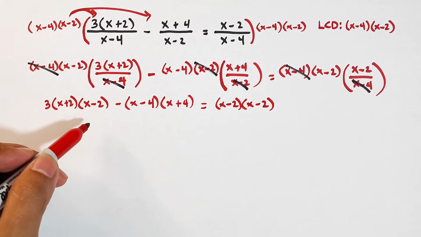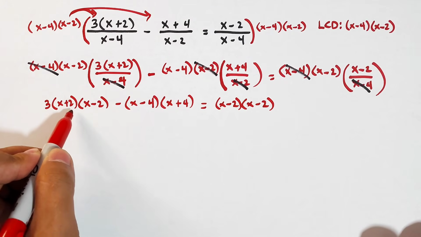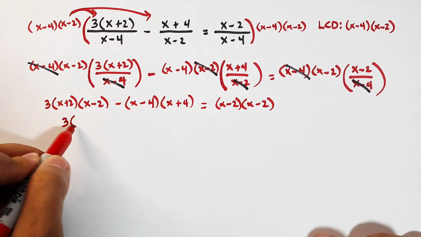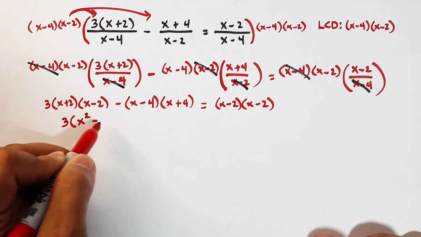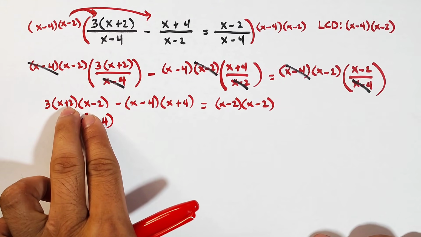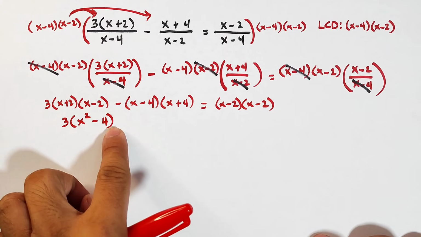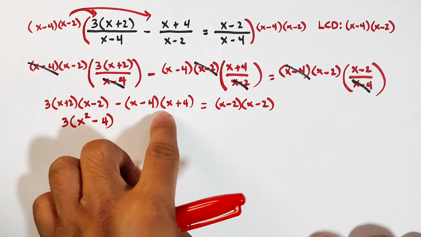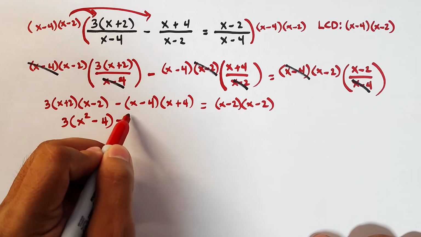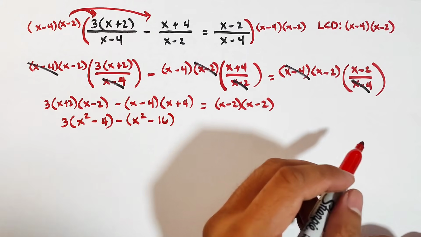So what will happen here is that we can create, this one kasi can form difference of two squares, and we can simplify this. And it goes like this, 3 times x square minus 4. Because when you use FOIL method, or when you multiply these two binomials, it will become x squared minus 4. For this one naman, this one is also a difference of two squares. So minus tayo. It will become x squared minus 16.